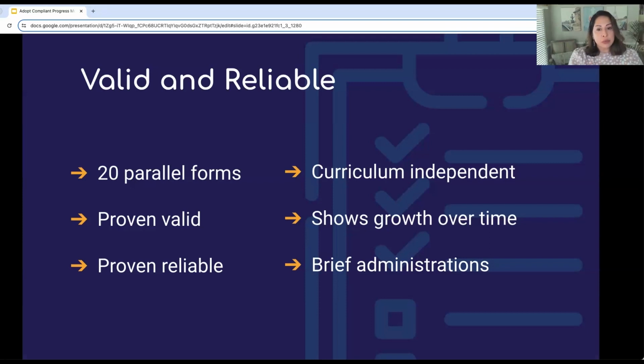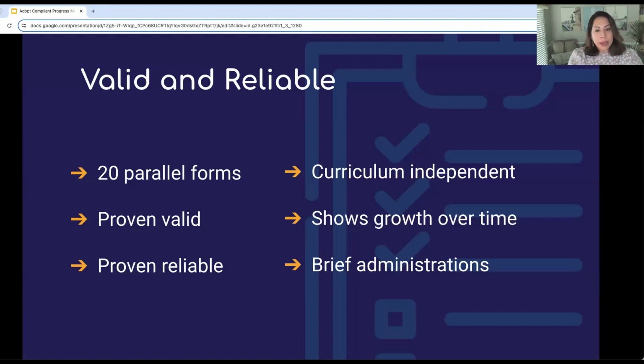CBMs must contain at least 20 parallel forms. So this means there are 20 tests for each indicator or set of skills that measure the exact same content in the exact same format at the exact same level of difficulty each time. And they do that without having the exact same test items. The student completes one of the probes each week.